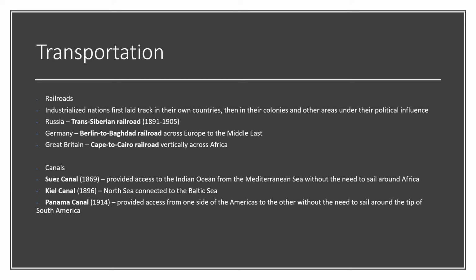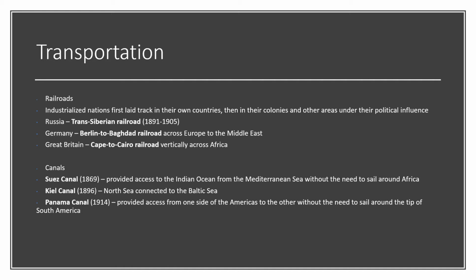Railways were used by industrial nations to lay their own tracks, to build their economy, to build up their colonies under their political influence. Railway construction was a big part of nation building. Russia started the Trans-Siberian Railway. Germany had the Berlin to Baghdad Railway, and Great Britain had the Cape to Cairo Railway. These were all substantially long, multi-year projects, but they increased the influence, the power, and prestige of the colonial and also the imperial powers.